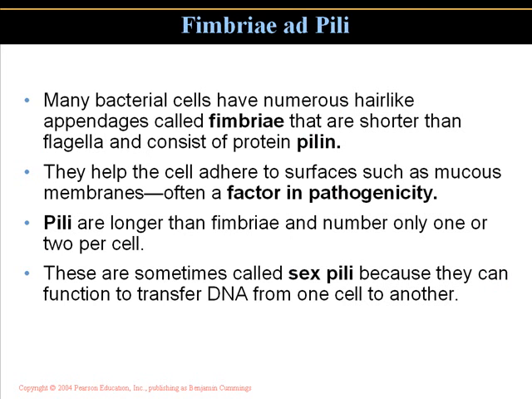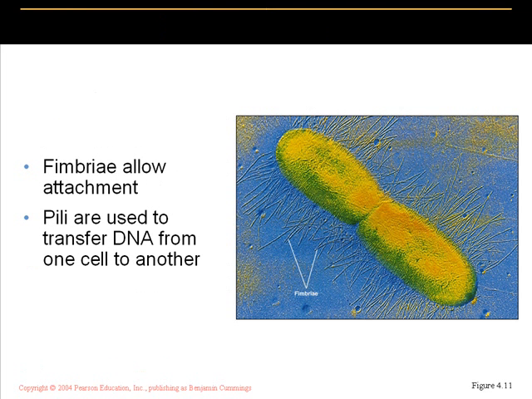Many bacterial cells have numerous hair-like appendages referred to as fimbriae. They are shorter than the flagella and consist of a protein called pilin. They help the cell to adhere to surfaces, such as mucous membranes, often a factor in pathogenicity. Pili are longer than fimbriae, numbering only one to two per cell. These are sometimes called sex pili because they can function in the transfer of DNA from one cell to another. Fimbriae allow attachment. Pili are used to transfer DNA from one cell to the other. Here's an electron micrograph of a bacterial cell with pili.